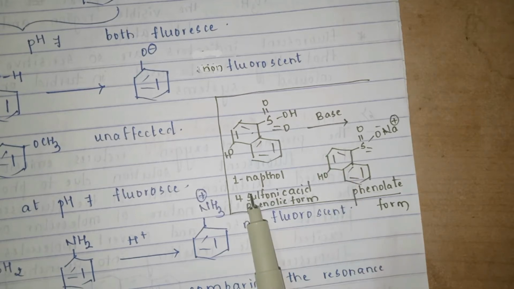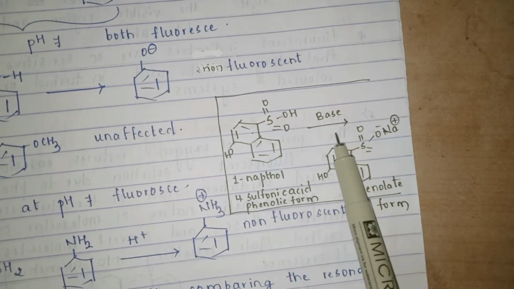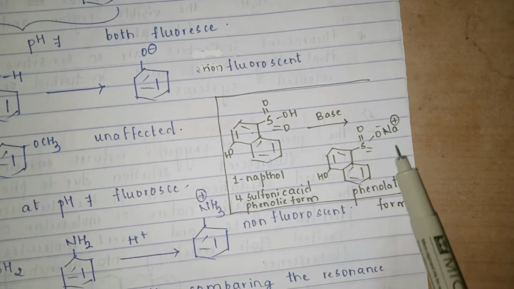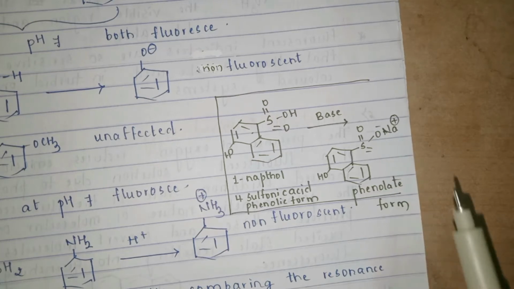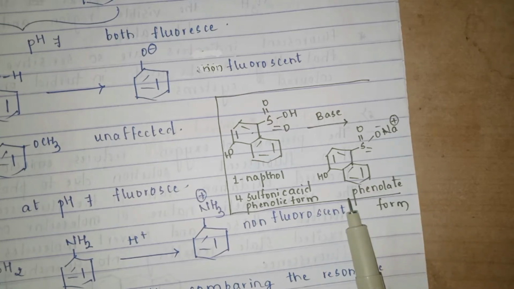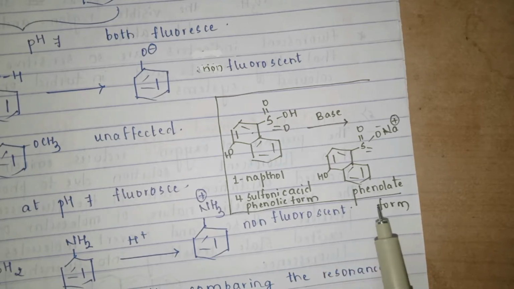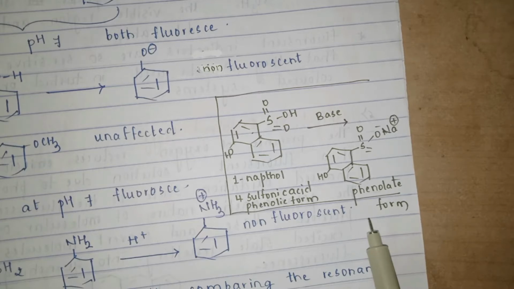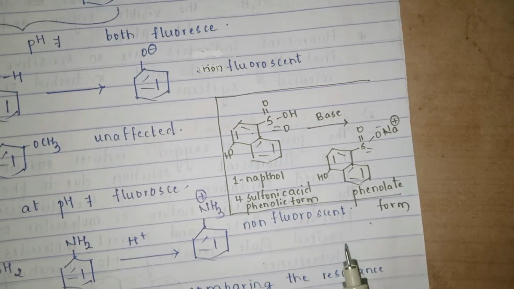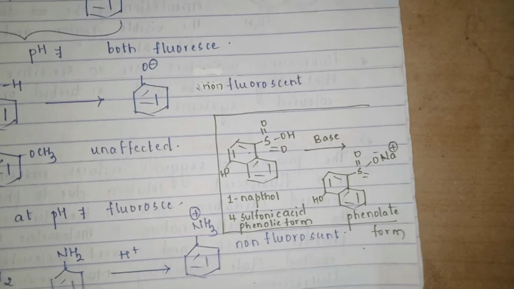This particular 1-naphthol 4-sulfonic acid, which was not fluorescent, the moment we have added base to it, there is an increase in the number of resonating structures, and in turn this fluorescing phenomenon now gets shifted from the UV region to the visible region, giving me an endpoint for that particular acid-base titration. So such phenomena can be used in acid-base titrations, and these compounds can be used as indicators for acid-base titrations.